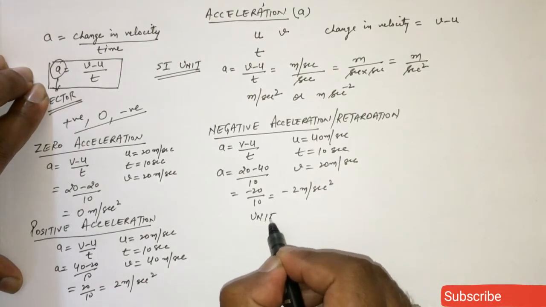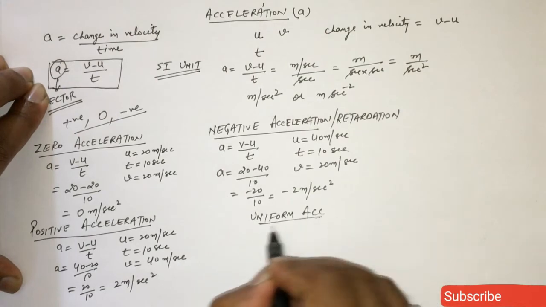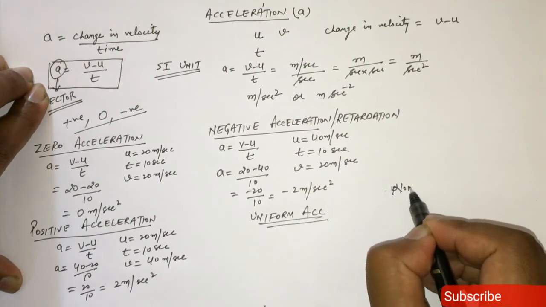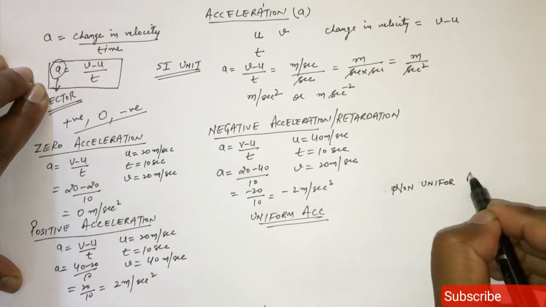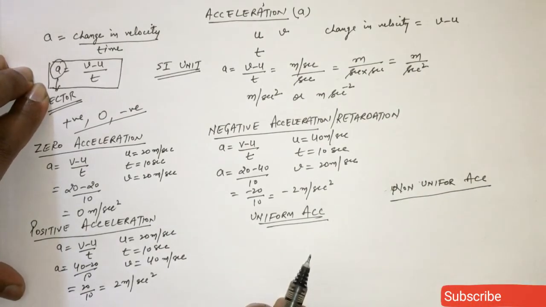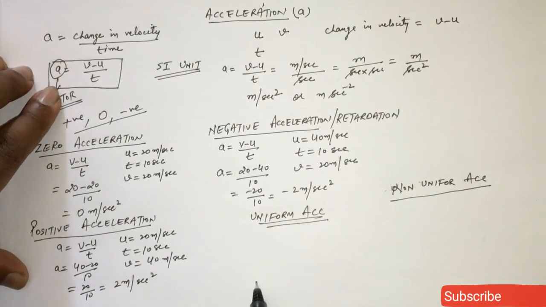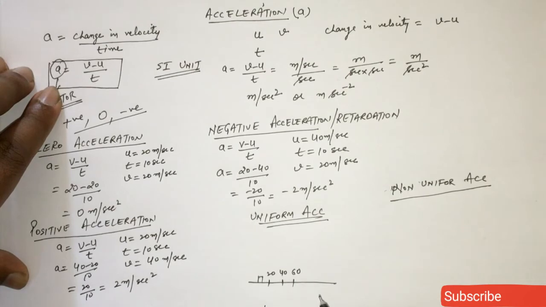Now we have two types of acceleration. First one is known as uniform acceleration. Second one is known as non-uniform acceleration. Now what is uniform and non-uniform acceleration? Suppose you have a moving car. Fine. Initial velocity is 20 meter per second. After 10 seconds, its velocity is 40 meter per second. In the next 10 seconds, its velocity becomes 60, and in the next 10 seconds, its velocity becomes 80 meter per second. Means the change in velocity is equal in equal intervals of time.